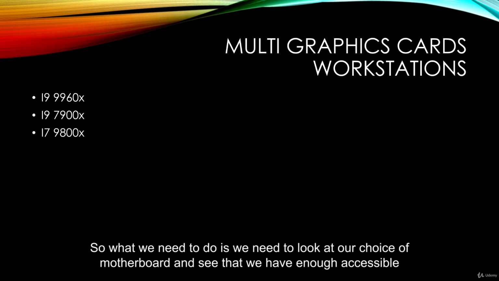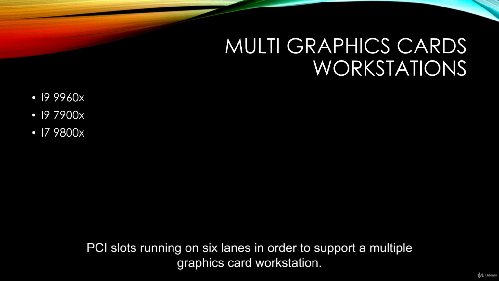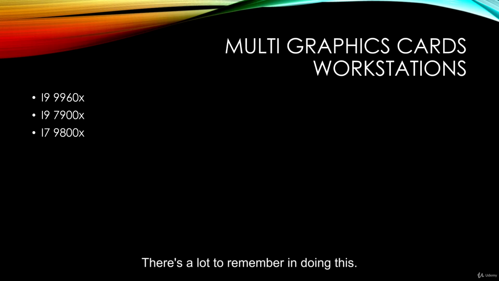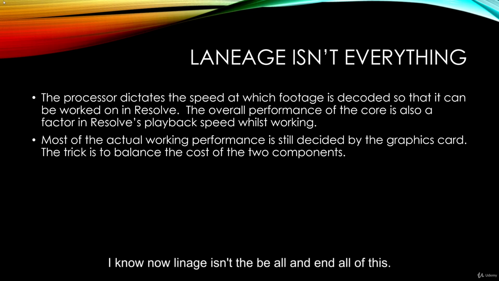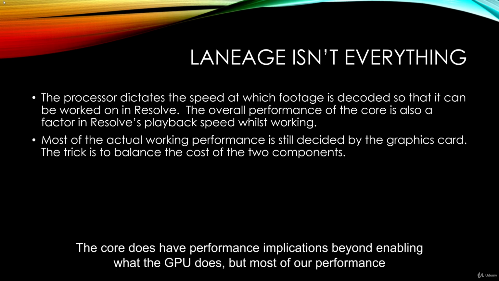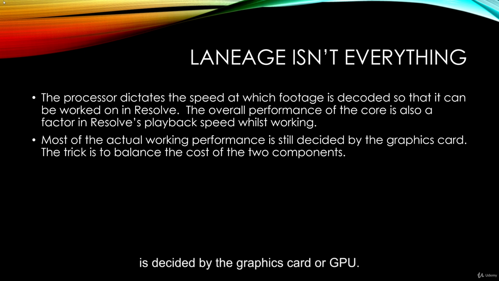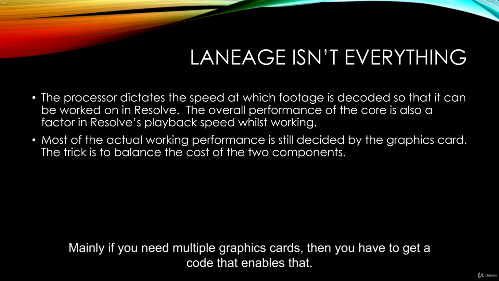So what we need to do is look at our choice of motherboard and see that we have enough accessible PCIe slots running on 16 lanes in order to support a multiple graphics card workstation. There's a lot to remember in doing this, I know. Now, laneage isn't the be-all and end-all of this. The core does have performance implications beyond enabling what the GPU does, but most of our performance is decided by the graphics card or GPU. It's a matter of balancing the two components out. Mainly, if you need multiple graphics cards, then you have to get a core that enables that.